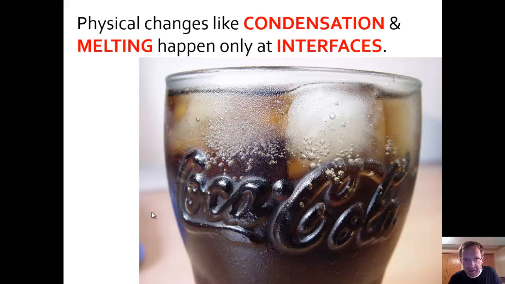It's not one we think about as much in this picture because we're focusing on the drink, but there is an air phase surrounding the glass, and there's a glass phase, and so where those touch, condensation happens. Moisture or water vapor and cold glass come together, and there's condensation. So we have two physical changes happening in this picture, both of them at interfaces.